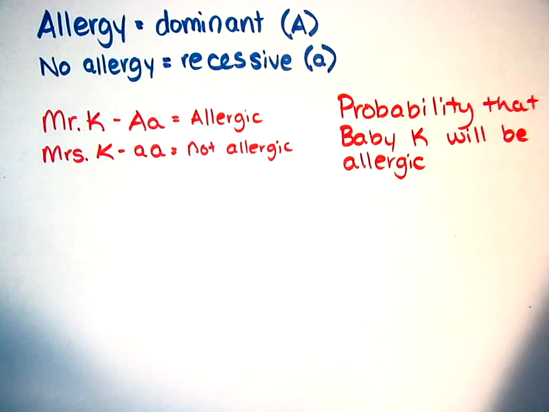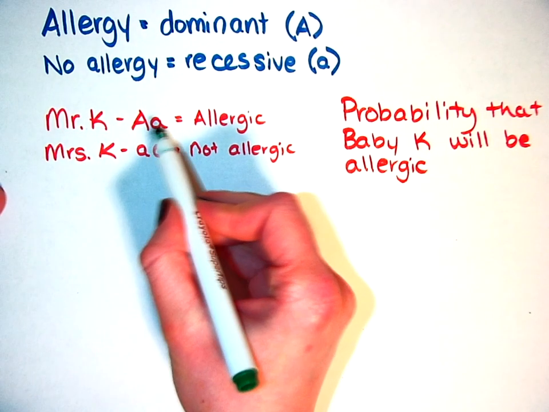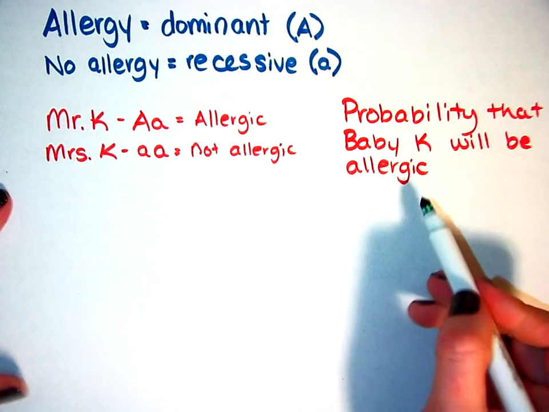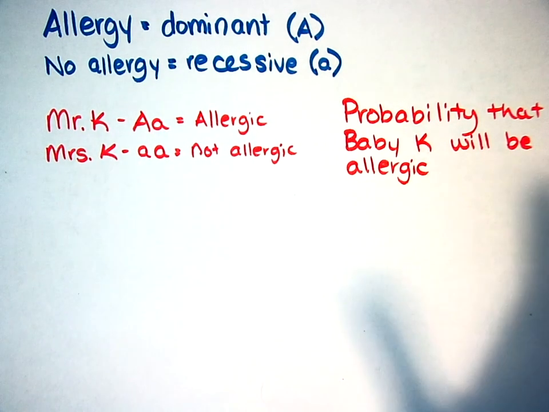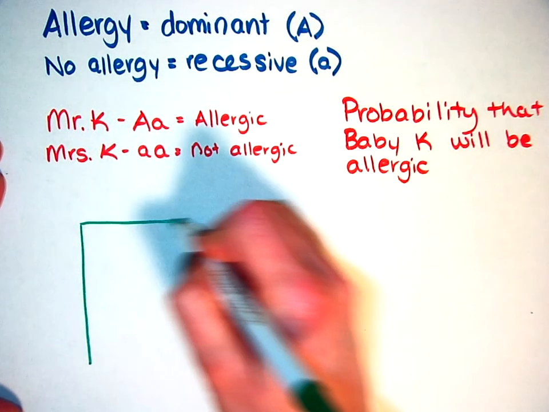So what we're going to do is we are going to draw our Punnett Square, and we're going to use my alleles and Mr. Kurnit's alleles, and we're going to figure out what are the possibilities for our baby. Is there even a chance that our baby could be allergic? Is there even a chance our baby could not be allergic? So I'm going to draw my Punnett Square.